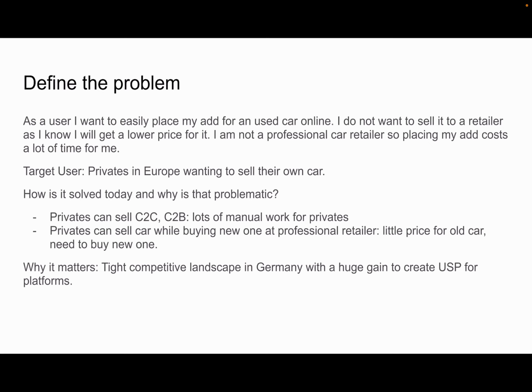Today it's solved either by privates selling customer to customer or customer to business, which is a lot of manual work for privates because they do have to place the ad manually on some platforms. Privates can also sell the car while buying a new one from a professional retailer, however they get low prices for that. It's less work, but the gain is also little. As I said, we have a tight competitive landscape in Germany, and it would be a huge gain for one of the platforms to create that USP to make it easier for privates to sell their car.